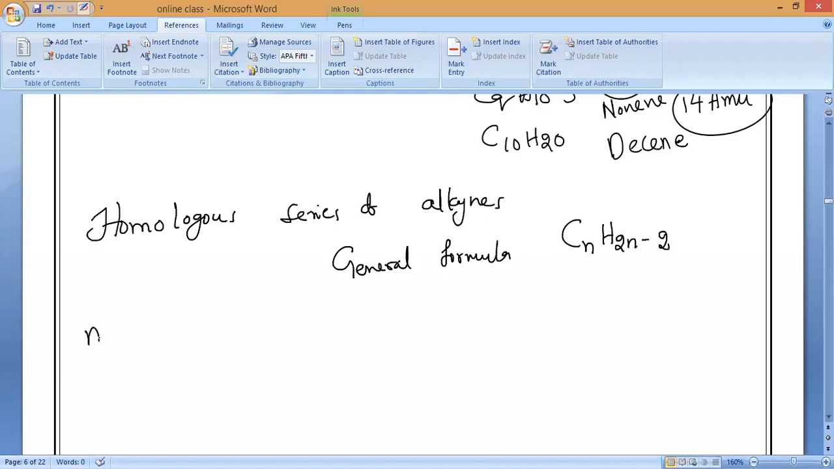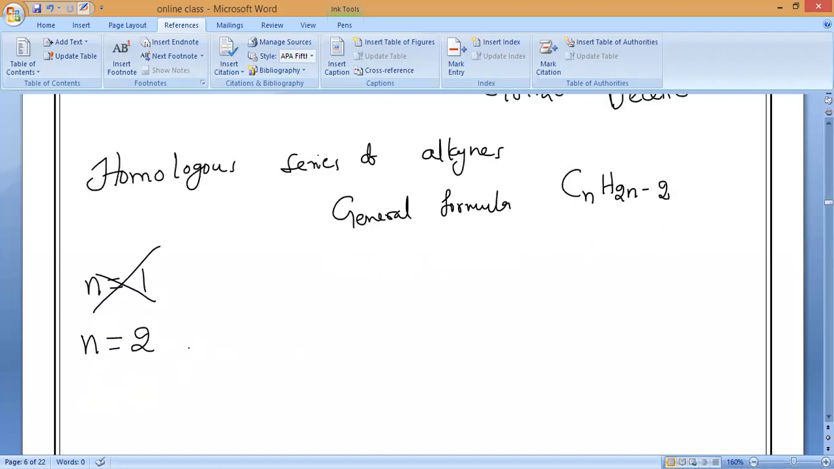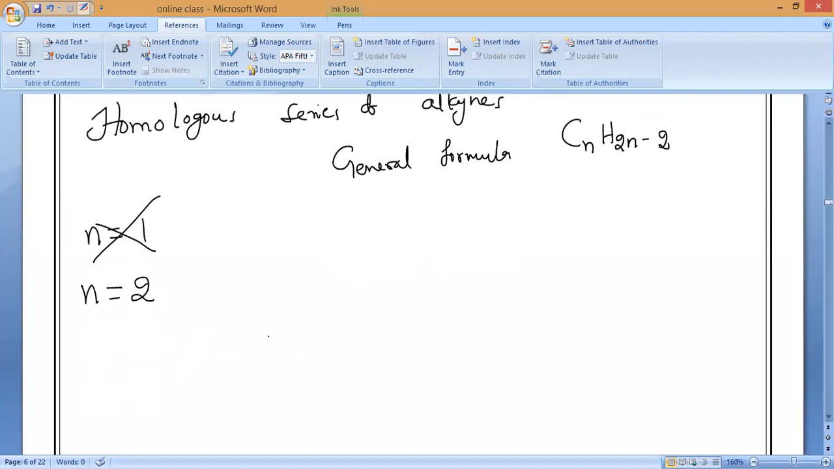So here also n starts from where? 1 or 2? 2. Who said 1? n is equal to 2, n is equal to 3. n is equal to 1 won't exist. Only alkanes exist with n equal to 1. So that's fine. Tell me the first formula.